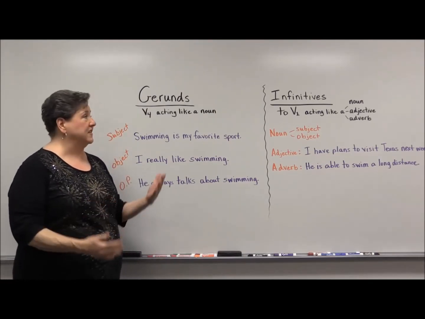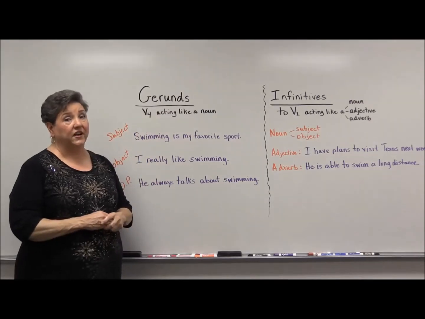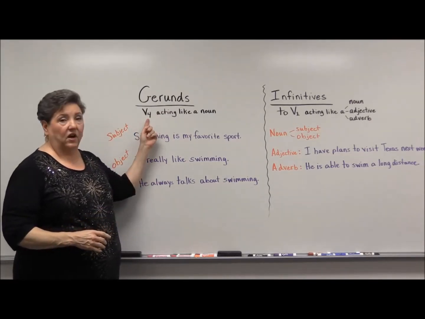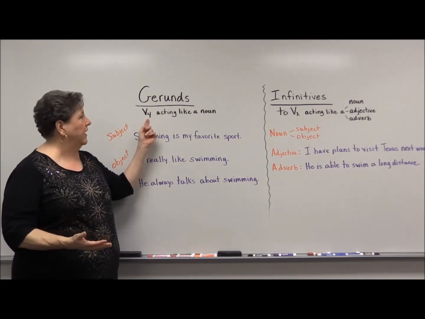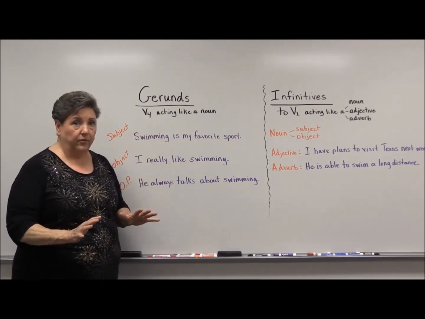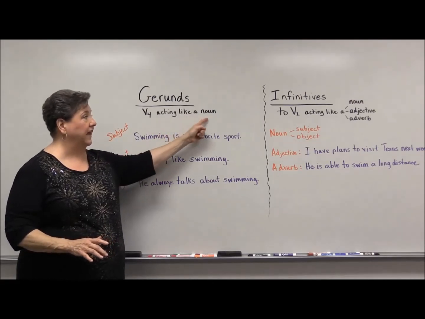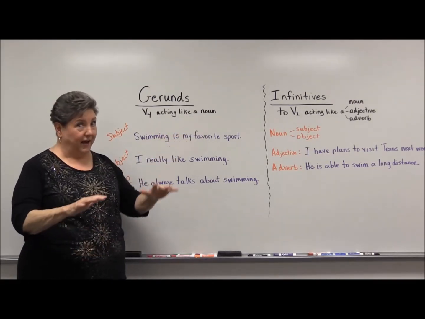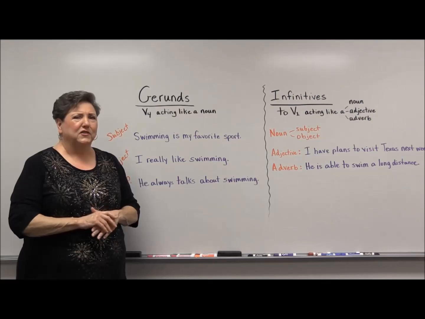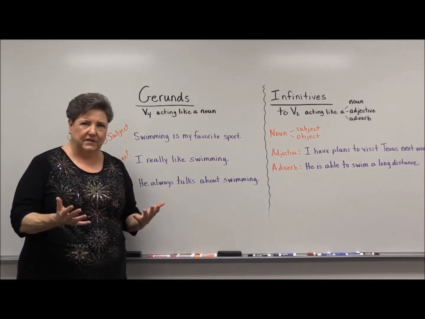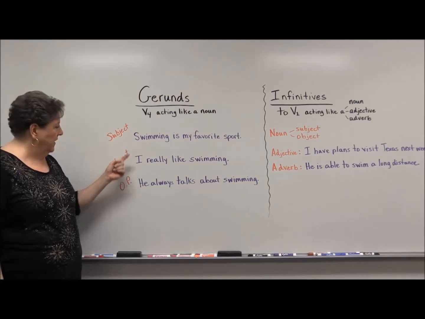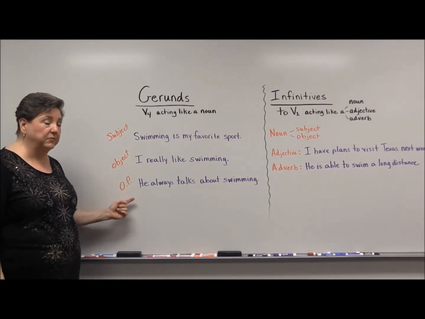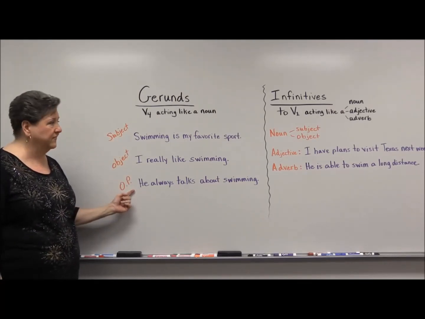So let's look first at this word gerund. Gerunds. It's always a verb form. That means the ing verb. But it's not acting like a verb. It's acting like a noun. So what can nouns do in a sentence? Well, a noun can be a subject. It can be an object or the object of a preposition.